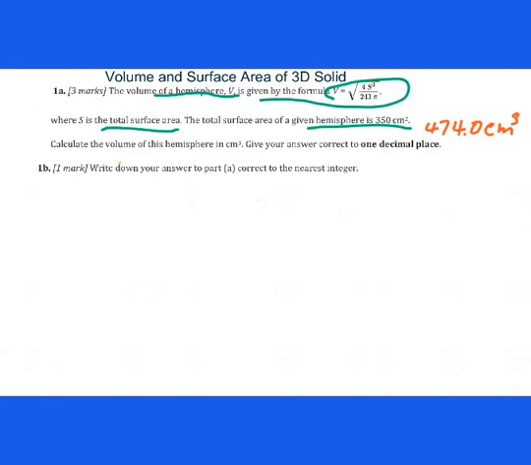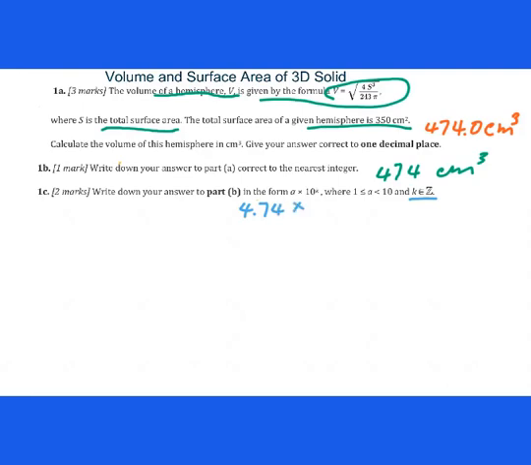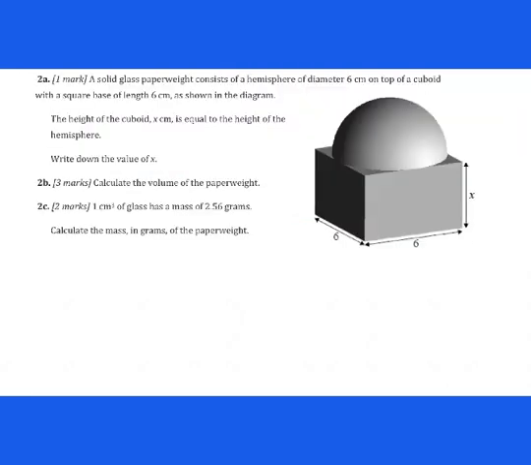Let's go to 1b. Write down your answer to part A correct to the nearest integer. That will be 474 centimeter cubed. Write down your answer to part B in the form of this, where A is between 1 and 10, and this k is an integer. So we have 4.74 times 10 to the second power. Remember the unit.